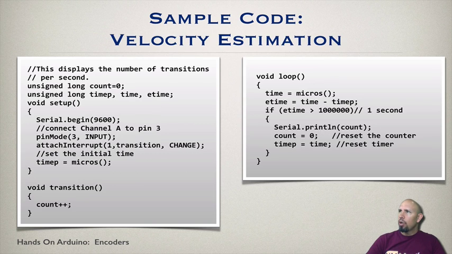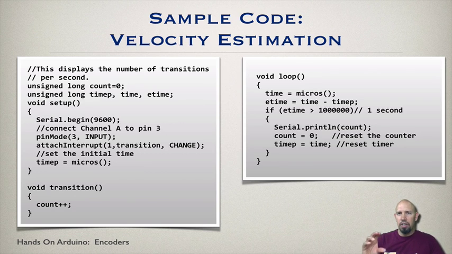Now, as I mentioned, one of the things that the encoder can also be used to do is to estimate velocity. So velocity is the speed. How fast is that thing rotating? When you think of speed, you need to think distance over the amount of time it took to cover that distance. If you're thinking calculus, it's the derivative of the position with respect to time. But we don't need to talk calculus here. We can just keep it simple.